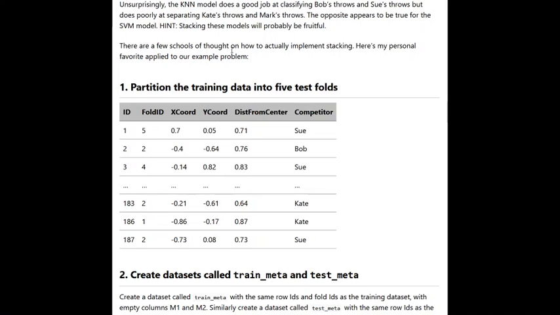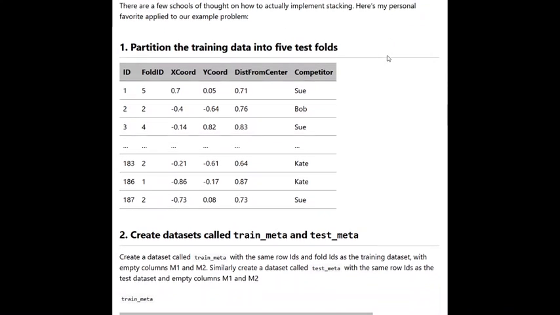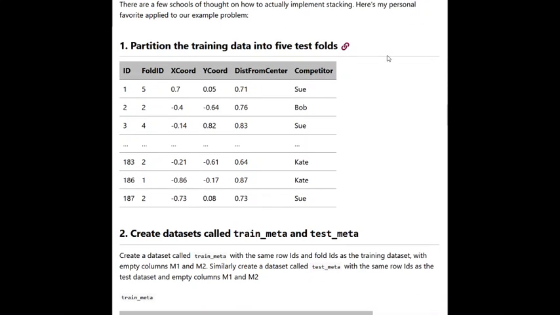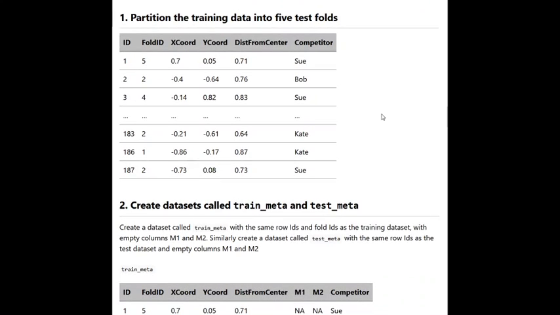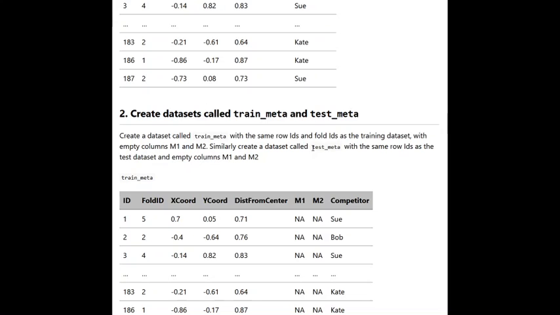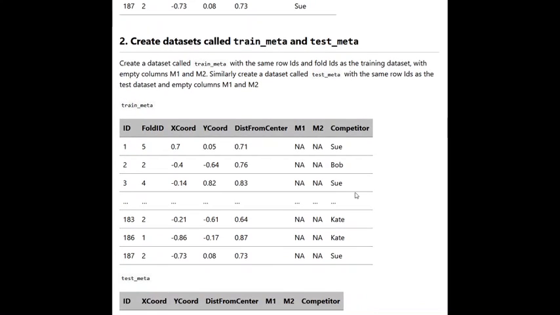There are a few schools of thought on how to actually implement stacking. Here is the favorite applied to our example. Number 1, partition the training data into 5 test folds. This is done with the fold ID, x coordinate, y coordinate, distance from center, and competitor, of which we have 4. Number 2, create datasets called train meta and test meta.